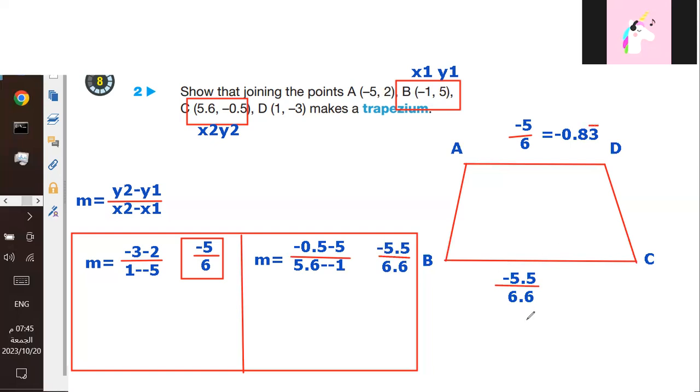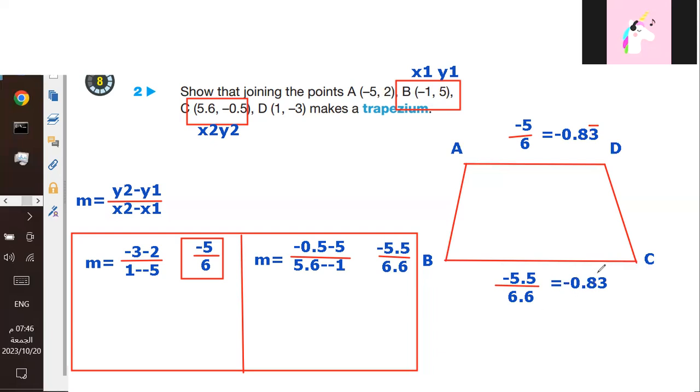Same idea, I'm going to turn this into decimals. So this one will be negative 5.5 divided by 6.6, and the answer will be, sorry, negative 0.83, and the 3 is recurring, a recurring decimal. So it's going to have the same idea, a line on top of it like this.